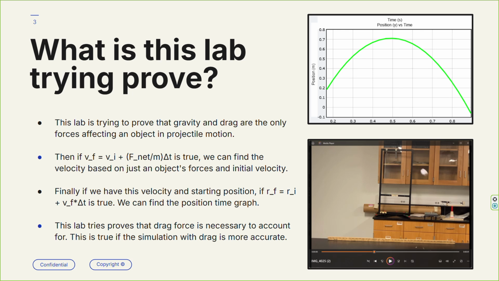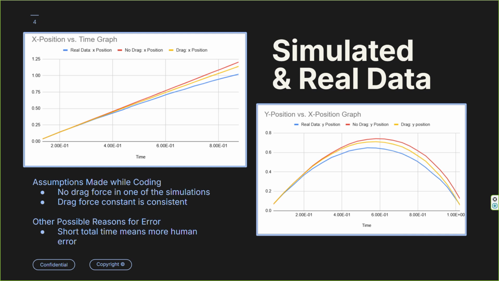This lab is also trying to prove that drag is important to calculate, which is the reason why we have two different simulated data sets, one accounting for drag and one not. Theoretically, the one that accounts for drag should be closer than the one that doesn't, but we'll see on the next slide. In case you're wondering, on the right-hand side here, we have a graph of the simulated data on the top and an image from the real world when we were getting data from the real world. So here is the data that we collected.